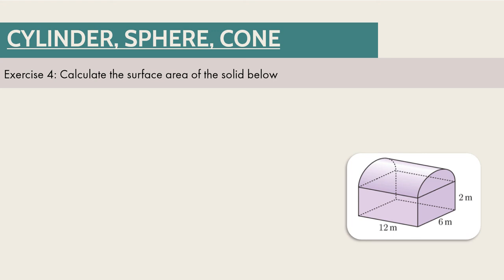Now exercise number 4. Calculate the surface area of the solid below. This solid can be broken into two parts, the body part and the lid part. The body part is like a cuboid, and the lid part is actually half of a cylinder. Okay, try to think of the answer yourself first before checking my answer.